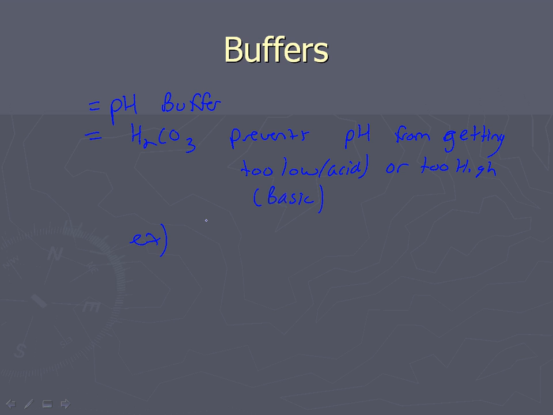Why is this important? Well, here's just one importance. Enzymes need to be at a specific pH in order to function. If the pH goes too low, the enzymes won't work. Okay, so it's pH specific, and you'll see this in the digestion unit next.